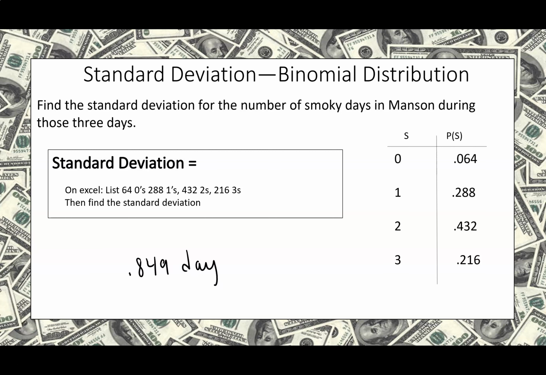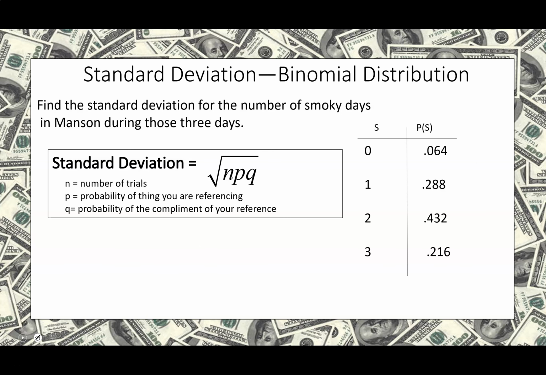And again, you're saying, Ms. Sorensen, are we going to have to do this Excel thing to get what our standard deviation is? And the answer is no. We of course have a formula for it. So here's our formula. Find the standard deviation for the number of Smoky days in Manson during those 3 days, those 3 days being the first 3 days in July. Well, here's our formula. Certainly get it down, please.